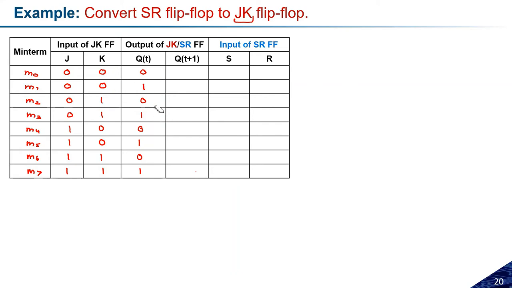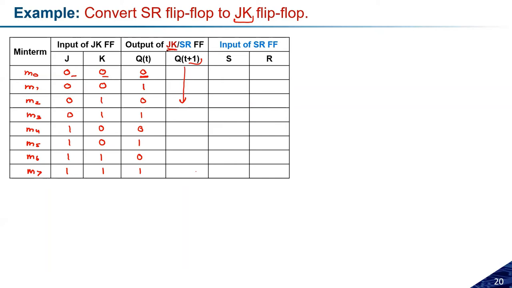So the first four columns can be written like this directly. You do not need to do anything. Now, this QT plus one is the important parameter. Here I just want to check, if J and K are equal to zero and the present state is zero, what will be the next state for the JK flip-flop?